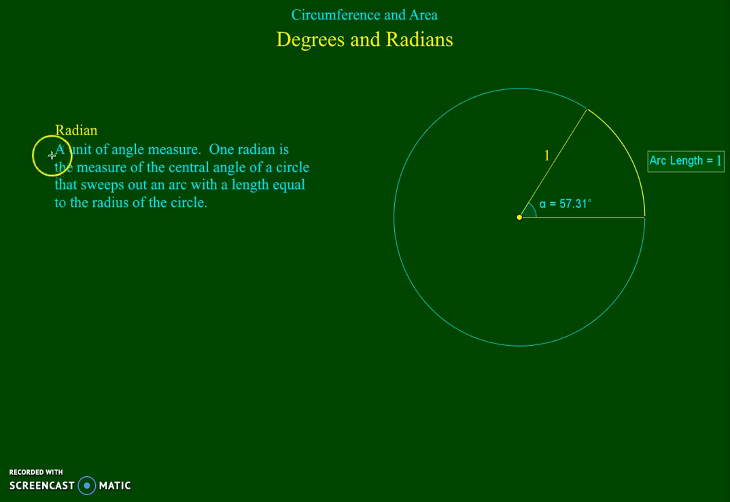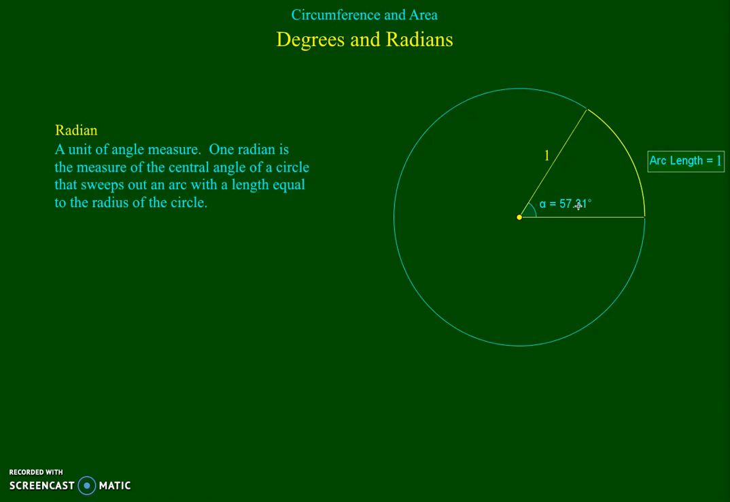Now the definition of a radian is the angle made by sweeping out an arc whose length is equal to the radius of the circle. So 1 radian is the measure of the central angle of a circle that sweeps out an arc with a length equal to the radius of the circle. So when you have an arc length of 1 and a radius of the circle of 1, that angle is 1 radian in measure. And as it turns out, it's about 57.3 degrees.